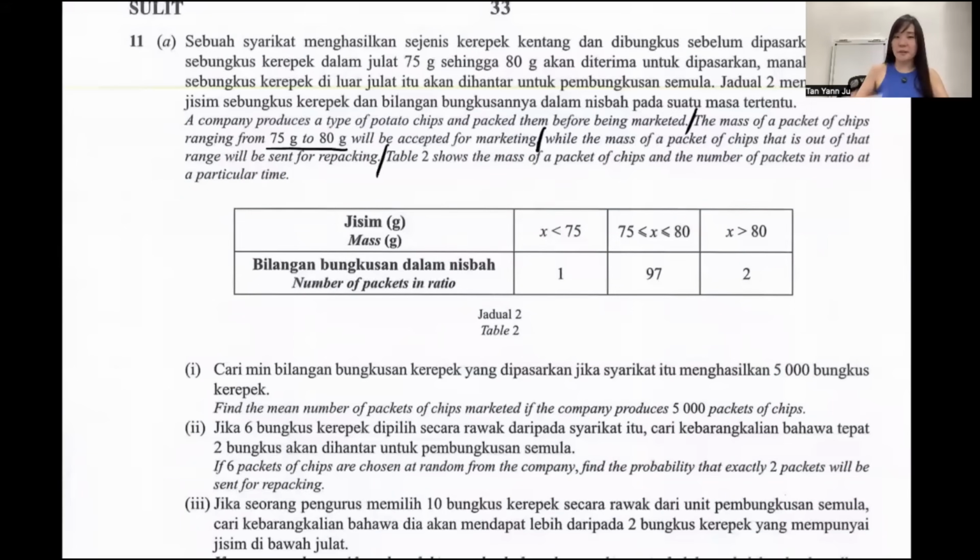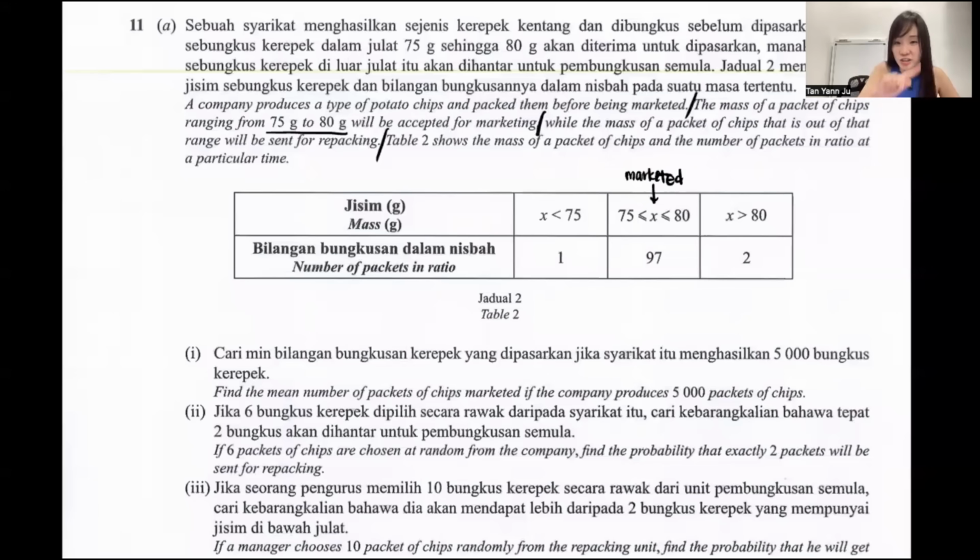So Table 2, another table, shows the mass of a packet of chips and the number of packets in a ratio at a particular time. So we try to give you the ratio, okay? Look at it. 75 to 80 gram, those are the ones that are marketed out. Why would I write double T? Marketed, okay, my dear.